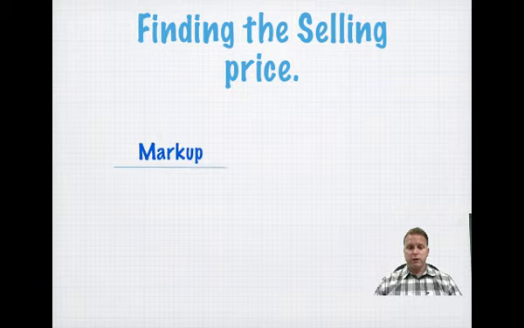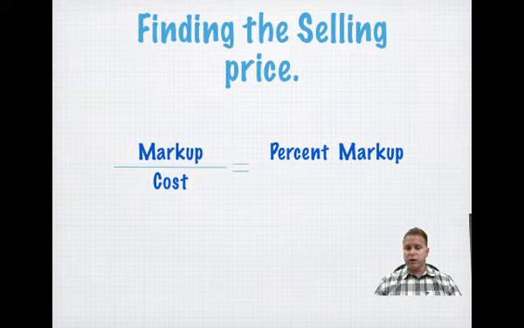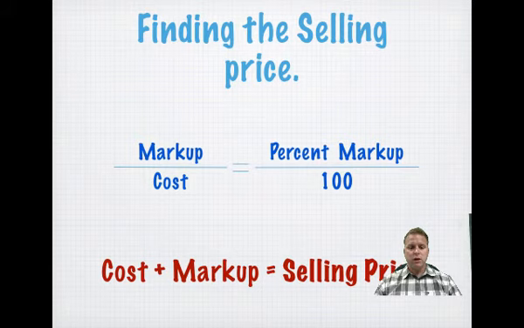So markup over cost equals percent of markup over 100. So this is how we're going to set it up, and then we'll cross multiply to solve. So the cost plus the markup is equal to the selling price. So we have to go back and add in the markup and the cost to get the actual selling price. So be careful. A lot of people make mistakes on that. They just put the markup, in which case you're probably going to end up losing money.